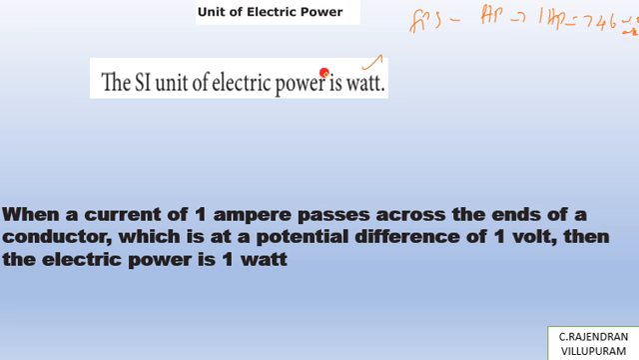So, what is watt? We know the formula P is equal to VI. P means power, V means voltage, and I is the current. The power is equal to 1 watt when, on the right hand side, we have 1 volt and 1 ampere. That means if 1 ampere current flows through a conductor which is at a potential of 1 volt, the electric power will have the value of 1 watt.